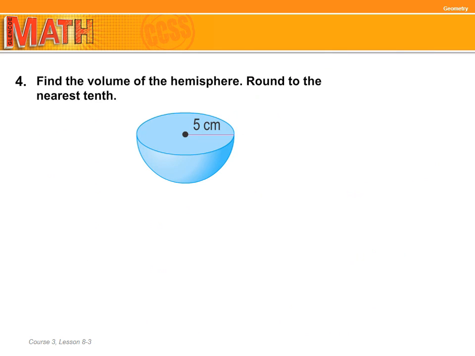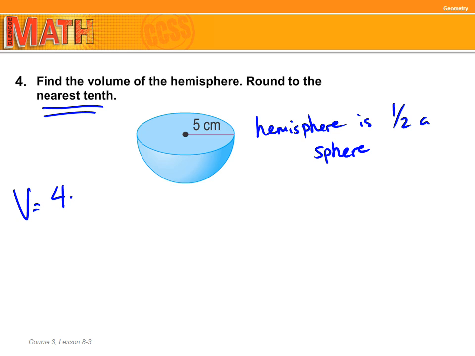Example number 4, find the volume of the hemisphere. Round to the nearest tenth. As you can see, a hemisphere is pretty much half a sphere. So if we are trying to find the volume of a hemisphere, we're looking for half the volume of the sphere. So the volume of a sphere is 4 times pi times radius cubed divided by 3. For the hemisphere, we're going to multiply it by 1/2.